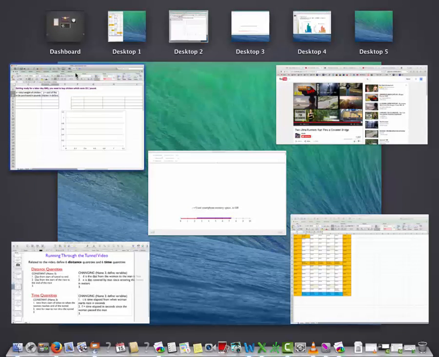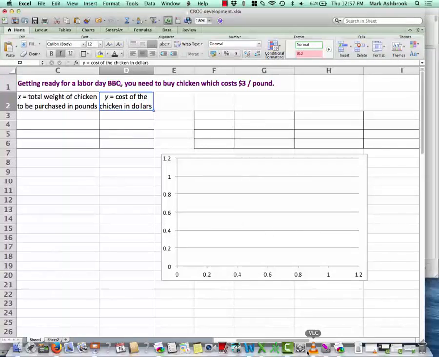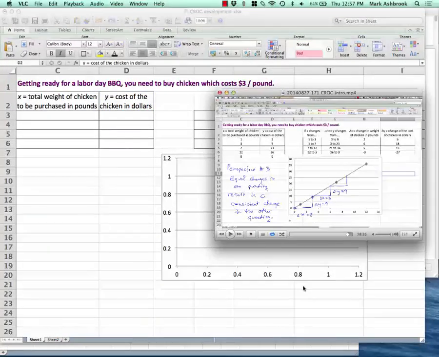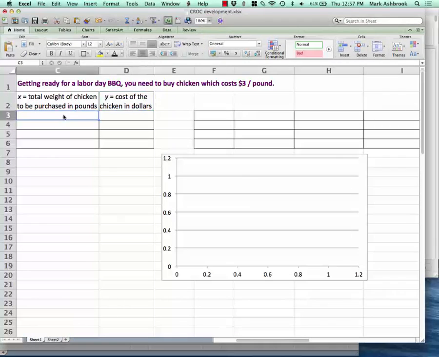And I need to reference something here so this works correctly. Thank you. All right, so X can change, right? X is a variable, it can vary. I can choose to buy different weights of chicken. So I'm going to buy 1 pound of chicken. So right now, X equals 1. What does Y equal? So easy, right?